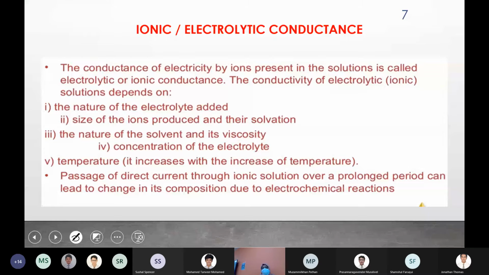Third factor, the nature of solvent and its viscosity. That means if you take NaCl in water or if you take NaCl in alcohol, that makes a difference. Same ionic compound, but what kind of solvent you are taking will make a difference in the conductance. You know that in a highly viscous solvent, ions won't be able to move freely because the viscosity is too much, the movement won't be very smooth. But in low viscous solvents like water, the movement of ions will be more free. That is why the third point is the nature of solvent and its viscosity.